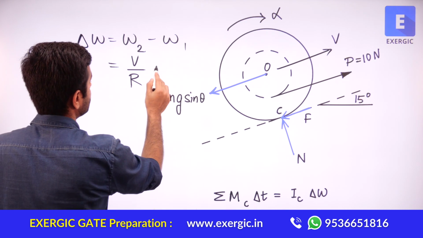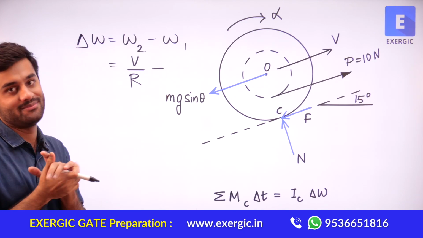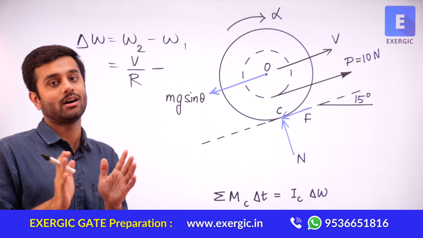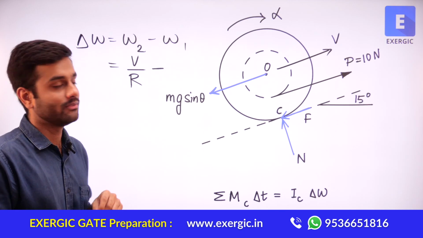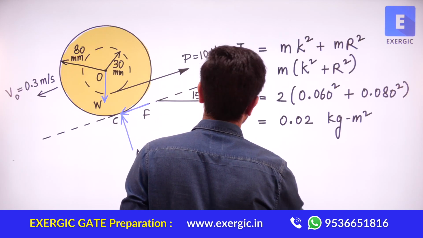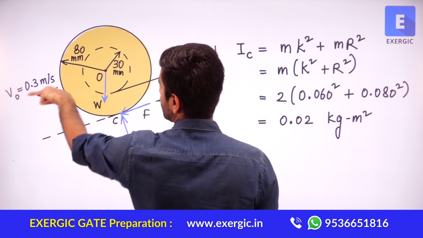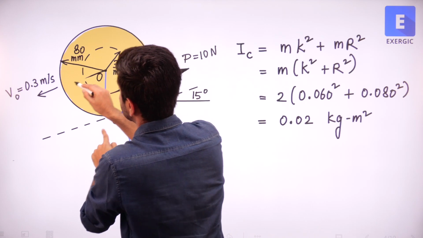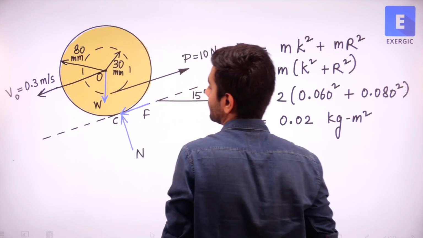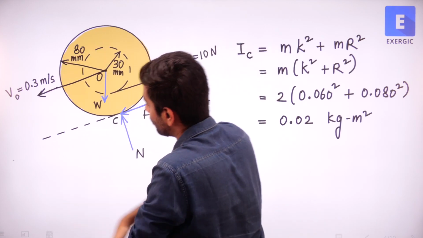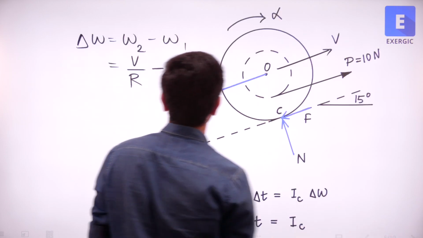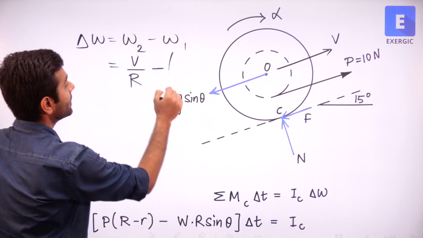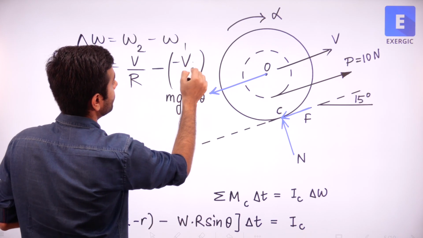Minus omega 1. Now omega 1 is known to us. How? Because v is known to us. V initially, as we can see here, is in the downward direction, 0.3 value. So about point C, we know that this is the direction in which v is existing, correct? And it is counterclockwise. So this sign will be negative. Not this, but this sign will be negative.